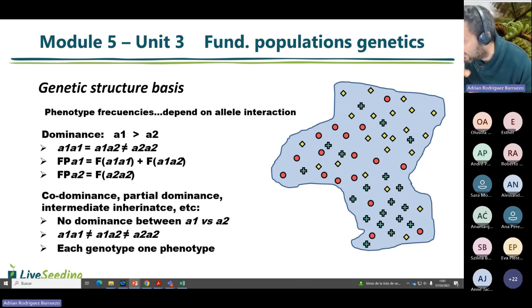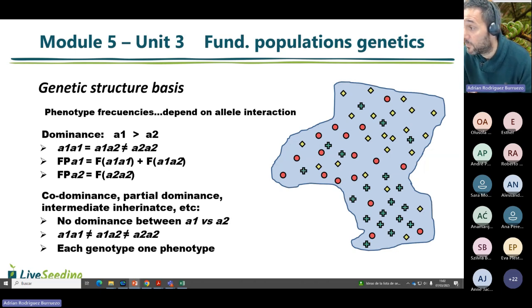And what happens at the third level, the frequencies of the phenotype? Well, it depends on the interaction between the alleles. For instance, if we are in the case of the Mendelian situation where A1 dominates over A2, this is very easy.